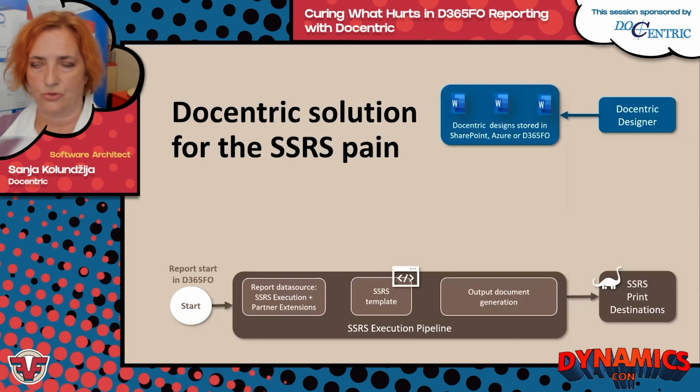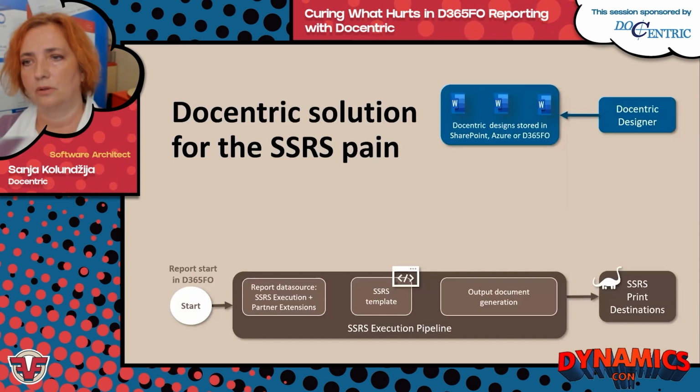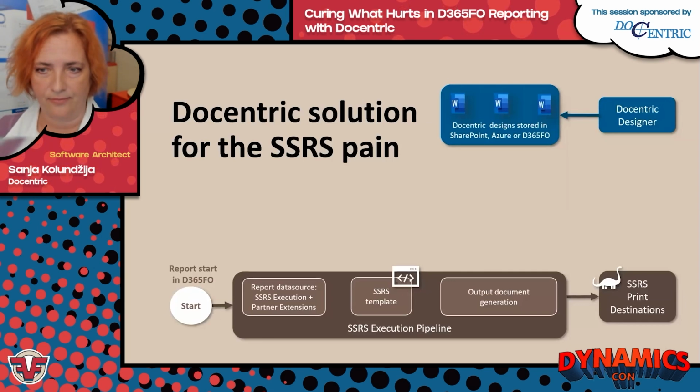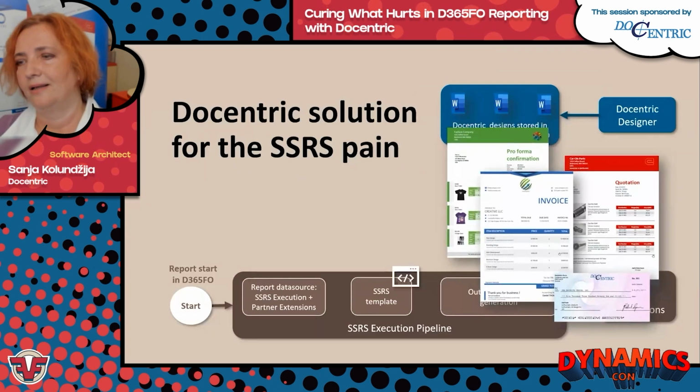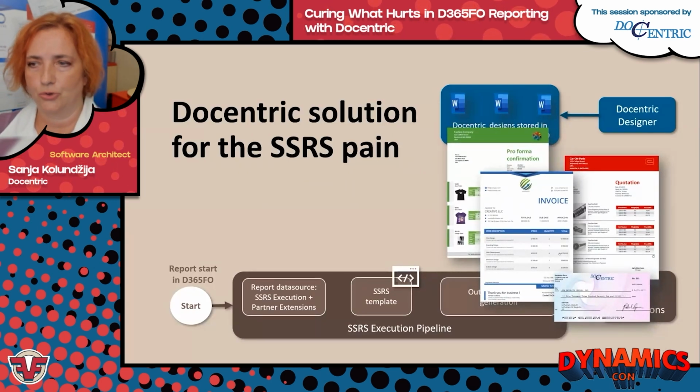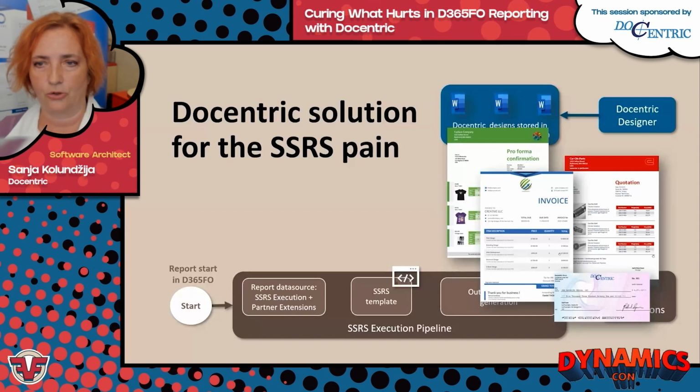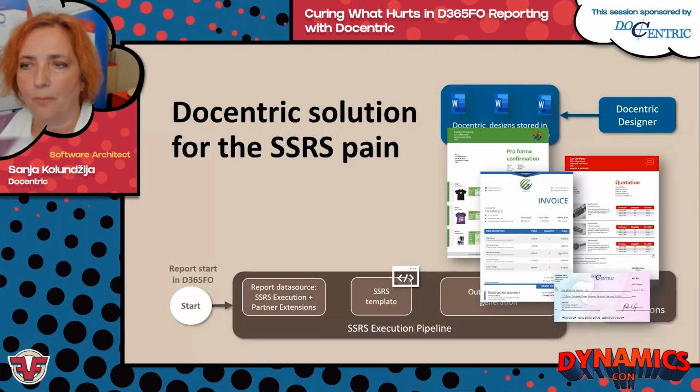on the Microsoft ribbon. And as a result, you will create Docentric designs as Microsoft Word documents that you can store in these listed locations: SharePoint, Azure, or D365. And you can really let your imagination run to create whatever you want. You can have these nice colorful documents like here, or you can have just copies of SSRS.